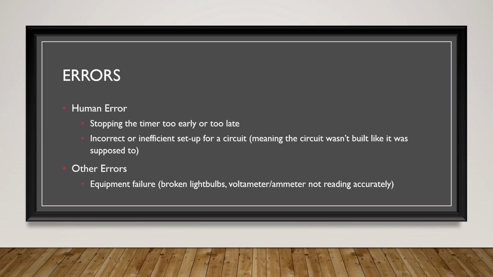For some errors of this lab, obviously there were human errors, but for my group, the main issue we encountered was equipment failure. Compared to most other groups, it took us a lot longer to complete this lab because we encountered broken light bulbs, and our voltmeter and ammeter were not reading accurately. For the RC section, we were able to complete the lab in person, but I wasn't confident that the results were accurate, so I used the online model for this section.